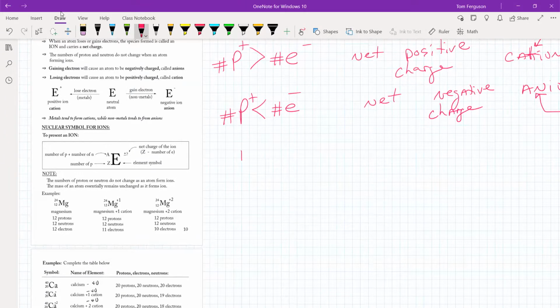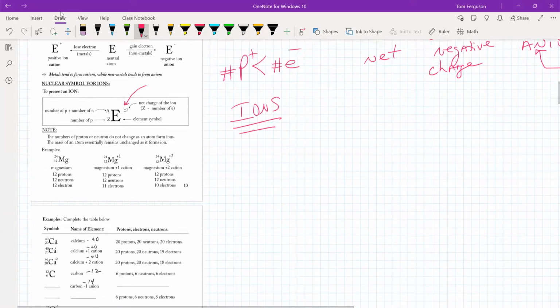Now, ions are charged. So we have to reflect that charge in the symbol over here. Okay. All right, so that charge is going to be reflected on how many protons or electrons are left over after they neutralize one another. So if we have 10 protons, 9 electrons, that means we have one left over or one positive charge.